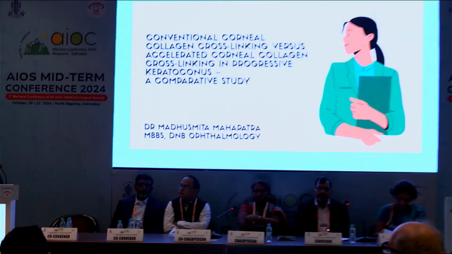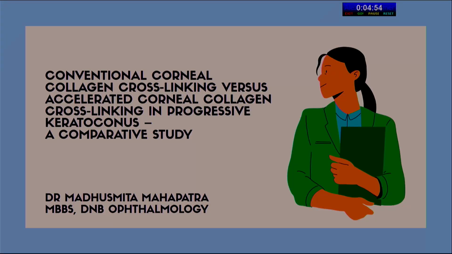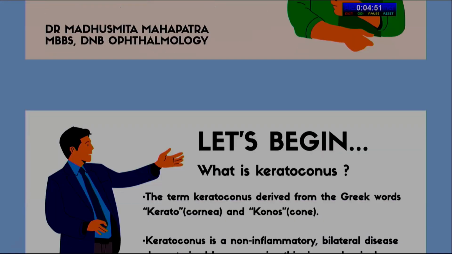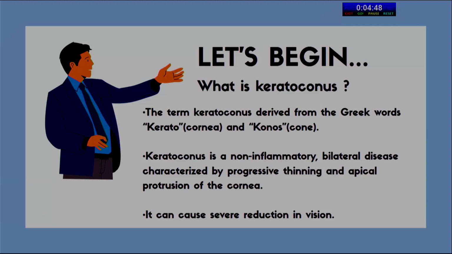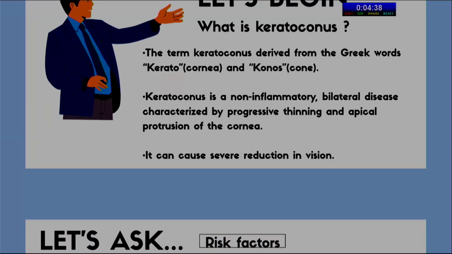Today I shall be discussing conventional corneal collagen cross-linking versus accelerated corneal collagen cross-linking. It's a comparative study we have done. As you all know, keratoconus: kerato means cornea and conus means cone. It's a non-inflammatory bilateral disease characterized by progressive thinning and apical protrusion of the cornea, which causes severe reduction in vision.